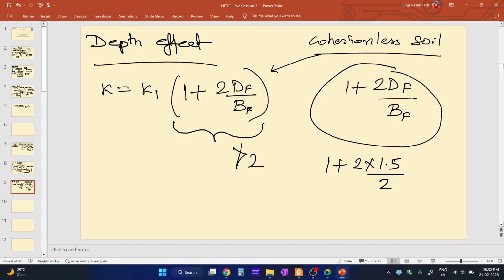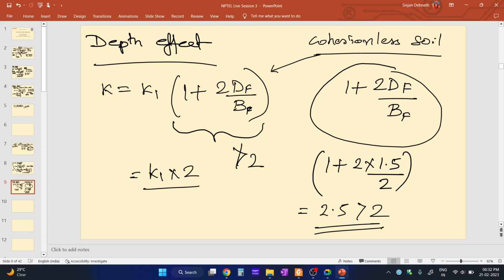Okay. So now if you calculate this term, it will be 2.5, and now 2.5 is greater than 2. So if this value, 1 plus 2 df by bf, becomes greater than 2, then we must consider 2, because this cannot exceed 2. So now this value comes out to be 2.5, so we must consider this to be 2. So this one will be 2, that means the k value will be k1 into 2. So what is k1?